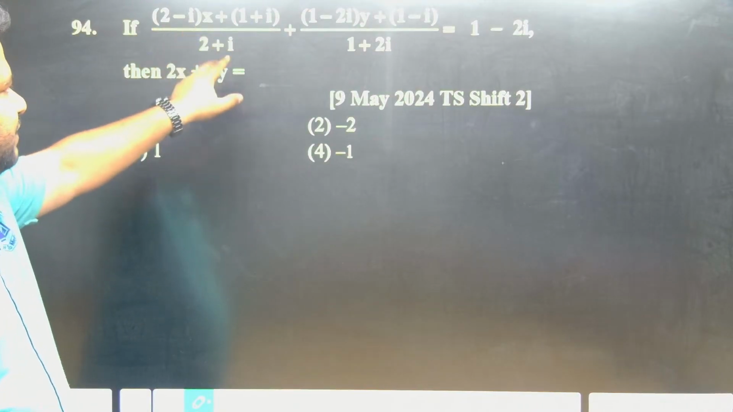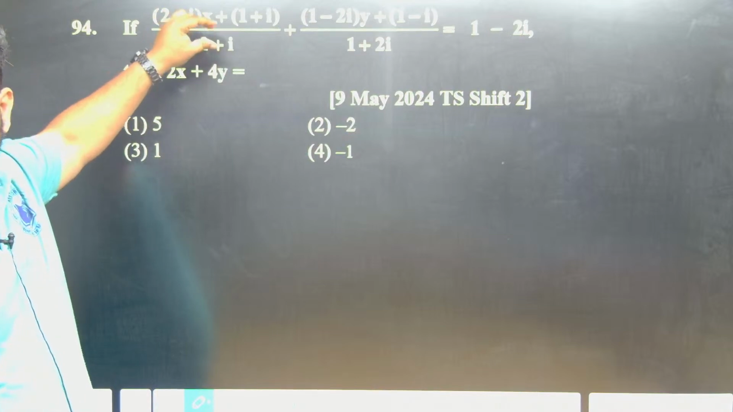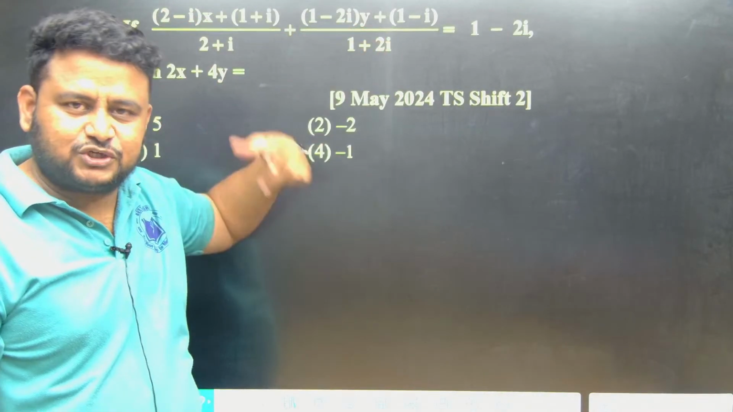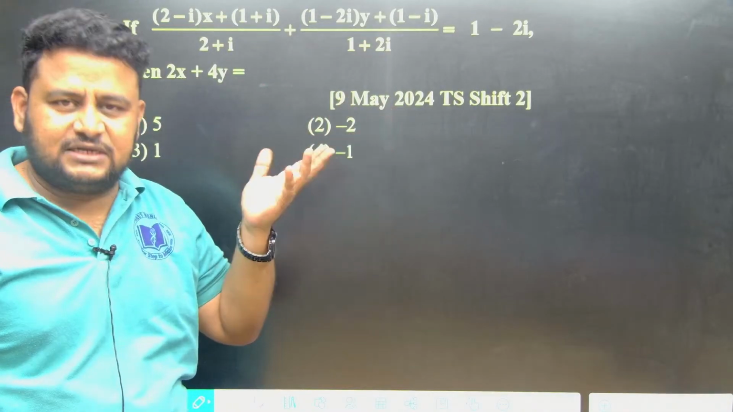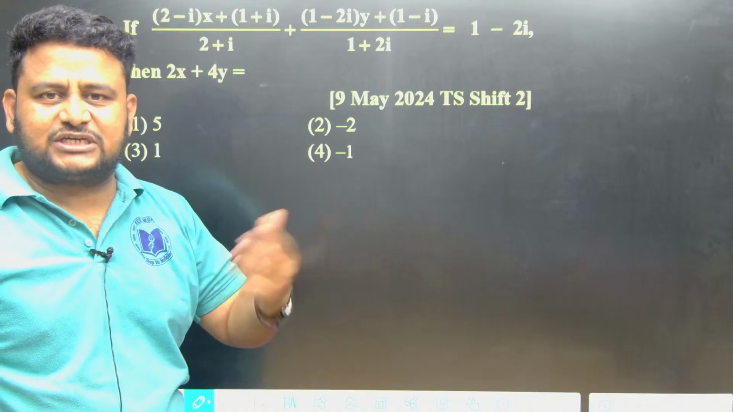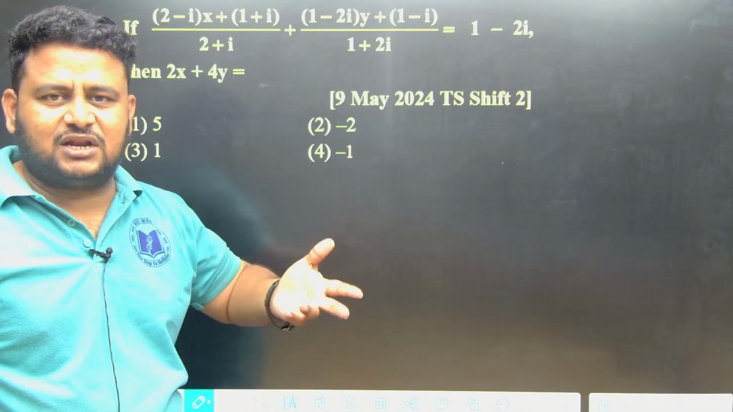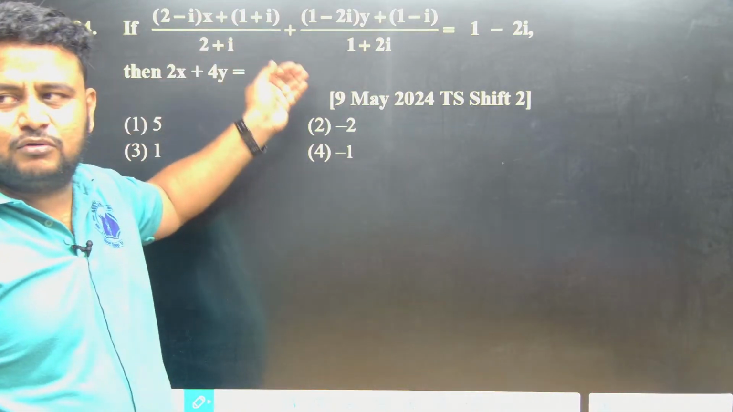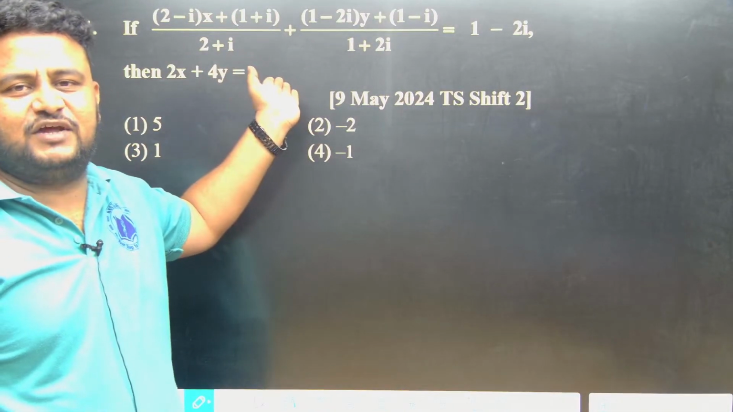To find out the x and y values, I should not have a complex number in the denominator. Here also a complex number is there, here also a complex number is there. So I should eliminate the complex number. It is similar to when there is an irrational number in the denominator: you rationalize it to make it rational. Similarly, to remove the complex number, you multiply by the conjugate of the denominator.